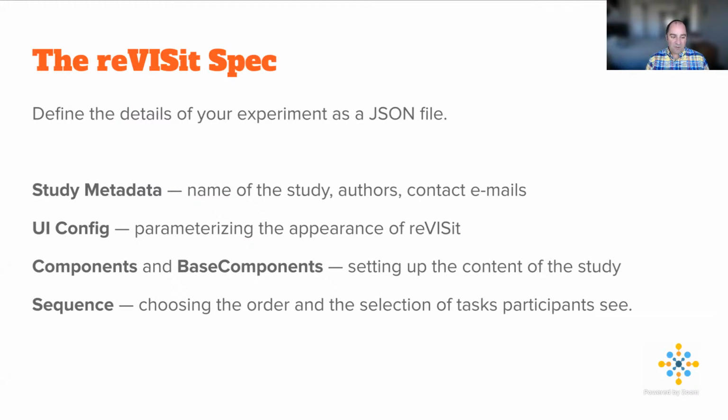And the spec has 4 components. The first one is study metadata. The second one is the UI configuration, like how it looks. For example, the sidebar that you saw earlier is, of course, configurable. You can choose to not show that. Then you have the components and the base components, where you define components, and base components are components that you can inherit from, making it a little bit easier and more efficient to write components. And then the sequence defines the order and the selection of tasks that participants see. So for example, you can randomize, or you can use a Latin square, or you can have a fixed order or anything like that. And all of these are defined in the spec.